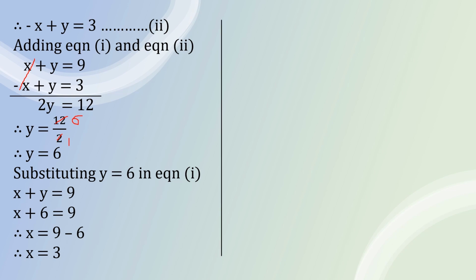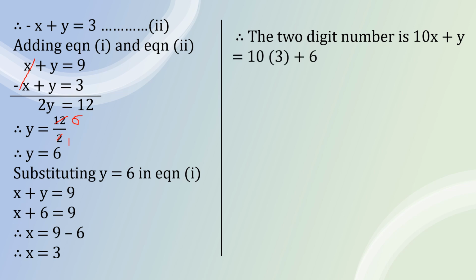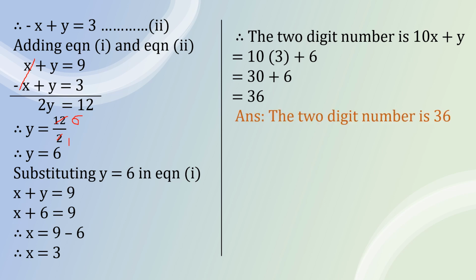Now we'll find out our 2-digit number. So the 2-digit number is 10x plus y. The original number is this, 10x plus y. So we'll substitute in this. It will become equal to 10 into 3 plus y is 6. So we'll place 6. So 10 threes are 30 plus 6. You will get 36. So you got your 2-digit number is 36. So the 2-digit number is 36. I hope you understood this, students.